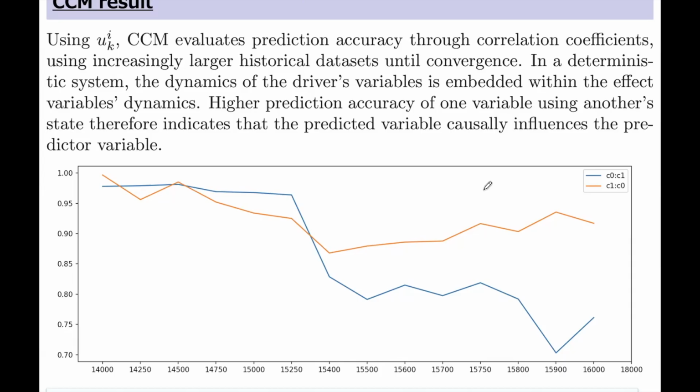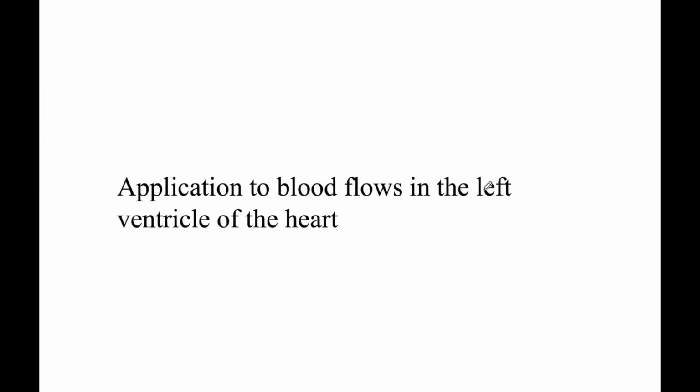So by using CCM and causality analysis, we can understand different kinds of causality from the evolution of the topology of the flow. Okay. We still have 30 minutes.